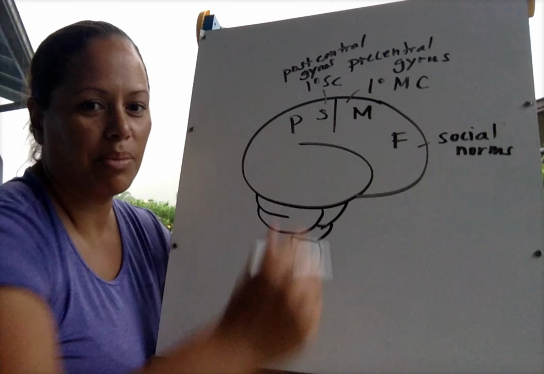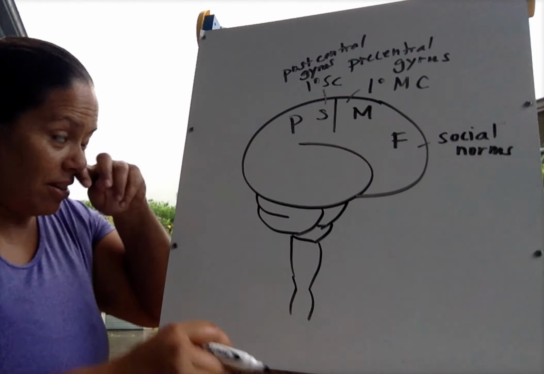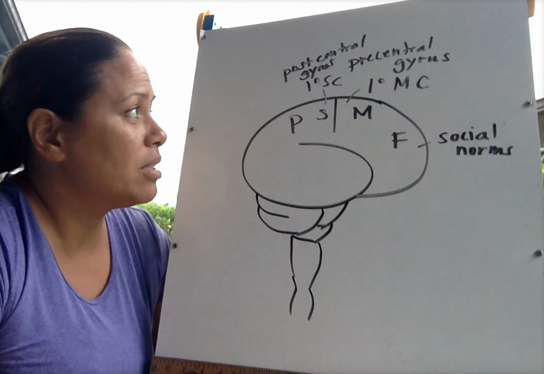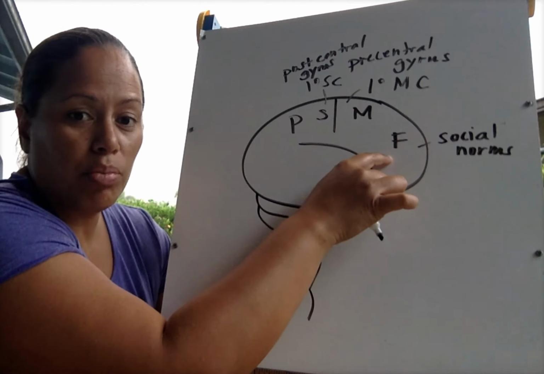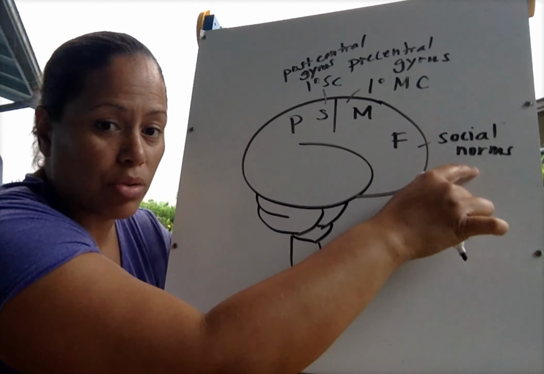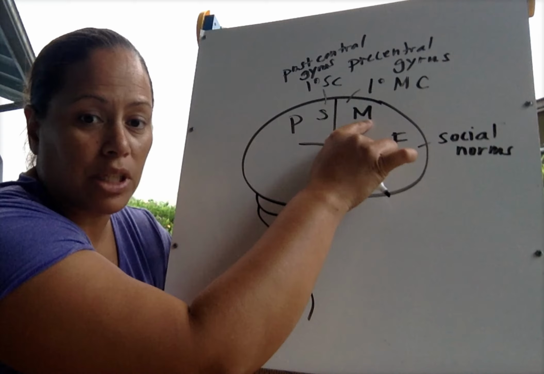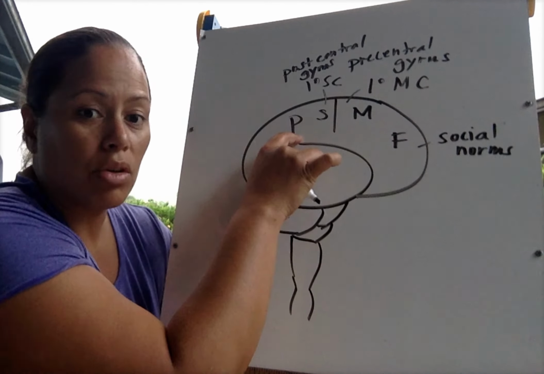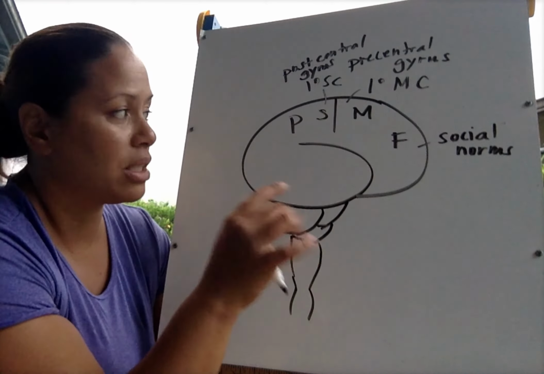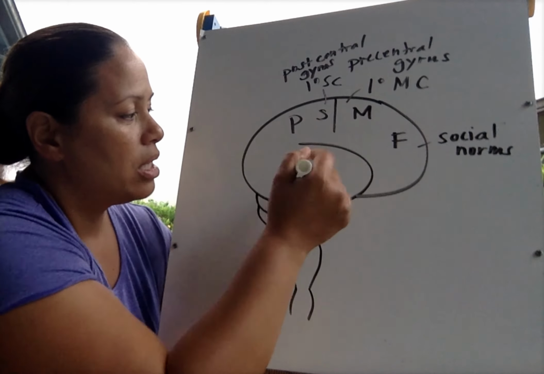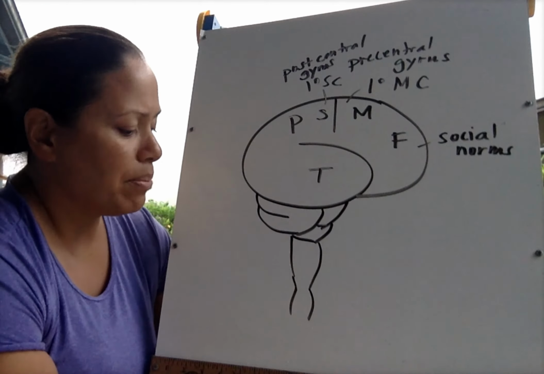So post-central gyrus, precentral gyrus, understand that the frontal lobe is associated with social norms, social context, as well as motor function. The parietal lobe is associated with sensory function. Okay, you should know all of this. It's very simple.